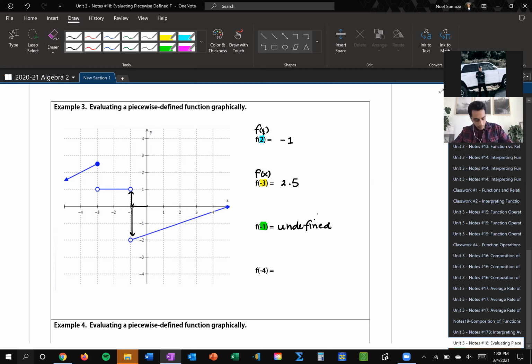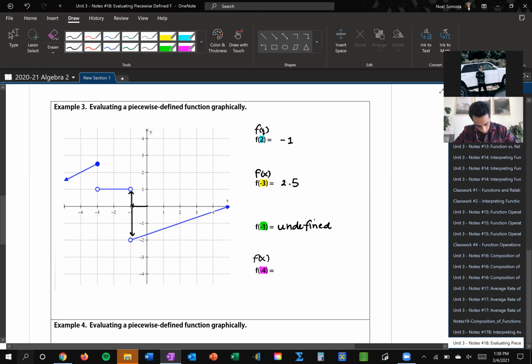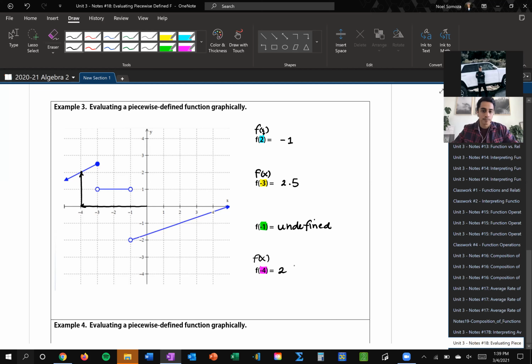All right. And then last one, f of -4, right? What is the output when x is -4? Well, we're going to travel to -4 along the x-axis. And what is my output? That's right. It would be 2, right? We go up to meet the graph, and then that point is +2. So those are my points. Those are my outputs. Okay. Any questions so far? Not too bad, right? Also kind of fun, I think.